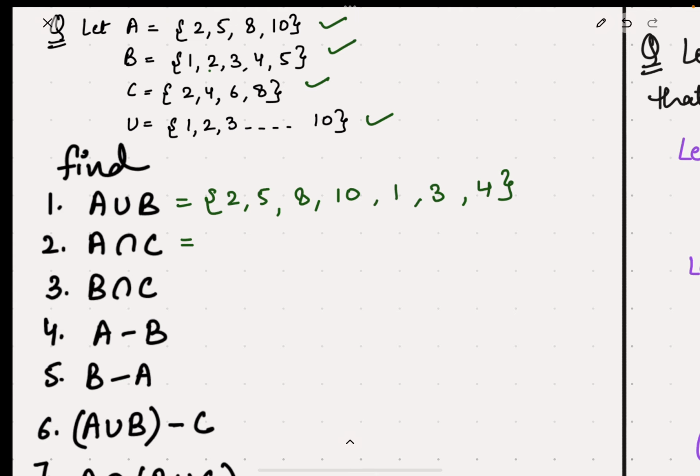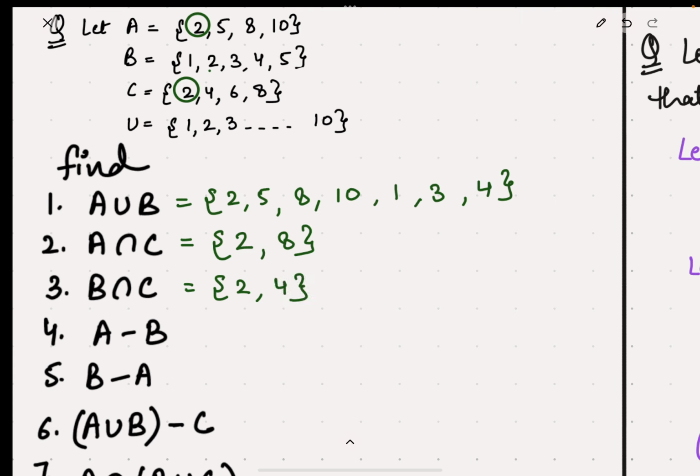Next is A intersection C. For A intersection C, let's see what are the common elements between the sets A and C. That will be the answer. So 2 is common in both of the sets, and 8 is also common. So this is the example. Only these two elements are common in A and C. Again, B intersection C, then we will have 2 as a common element, and 4 here.